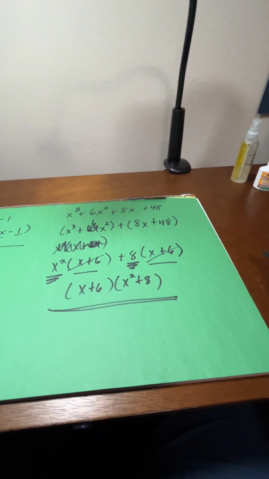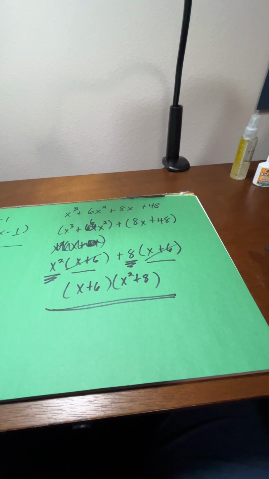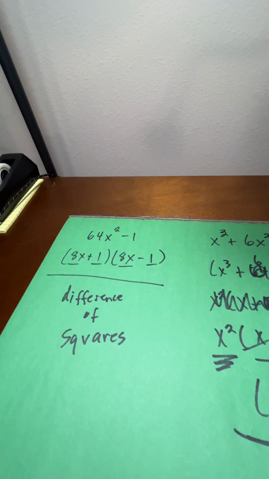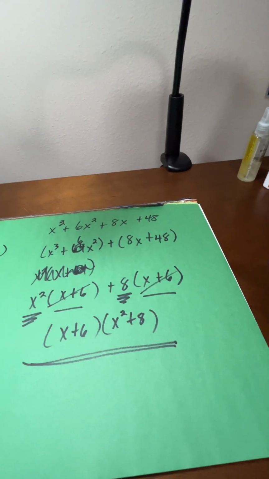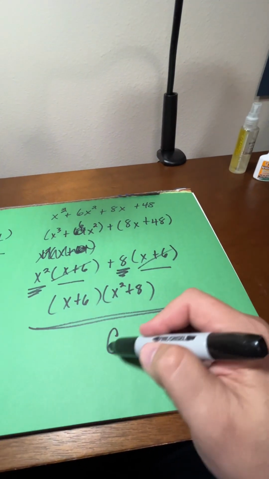So that is how you factor two different types of problems. The first type is a difference of squares. That's what that looks like. And the next one has four terms, and we did it by grouping.